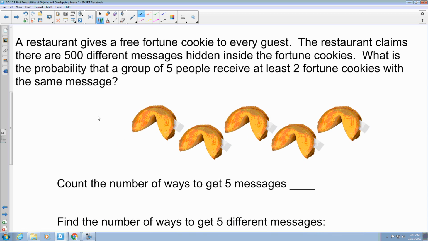So our question that gets posed here, where we're going to use this formula, says a restaurant gives a free fortune cookie to every guest. The restaurant claims there are 500 different messages hidden inside the fortune cookies. What is the probability that a group of 5 people receive 2 fortune cookies with the same message? The first question they ask is to count the number of ways to get 5 messages.